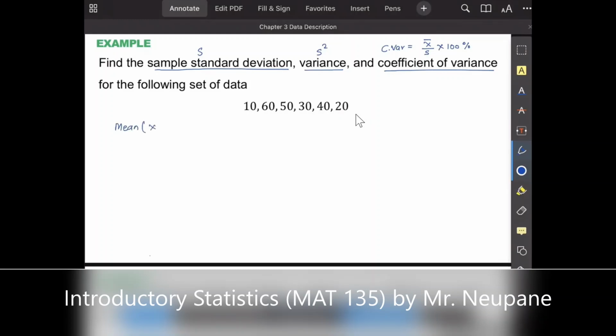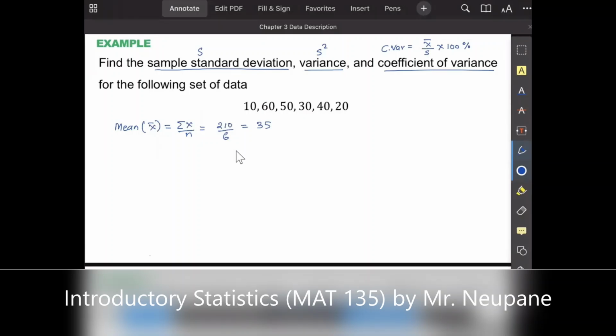We write mean as X bar, and mean is the sum of all X divided by N. So when you add all these numbers, 10 plus 60 plus 50 plus 30 plus 40 plus 20, the result is 210. And you are dividing by the number of observations, 1, 2, 3, 4, 5, 6 observations. 6, which is equal to 35. Okay, same mean as before, but the only difference is the symbol. Here we write X bar for mean because it is for sample.